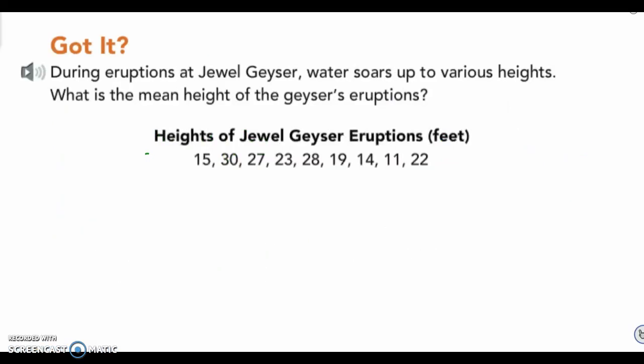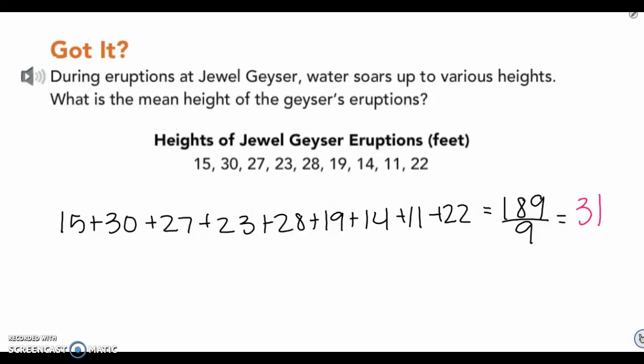Alright, pause the video and try this problem on your own. You will find it in your notes. Alright, the mean height of the geyser eruption should have been 31. If you add, you would have gotten 189 divided by the 9 numbers in our set equals 31.